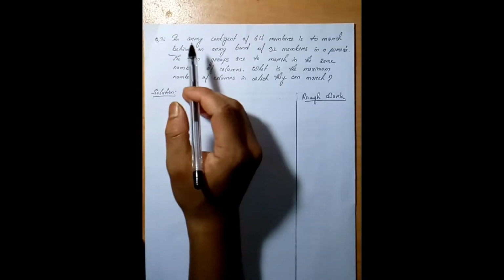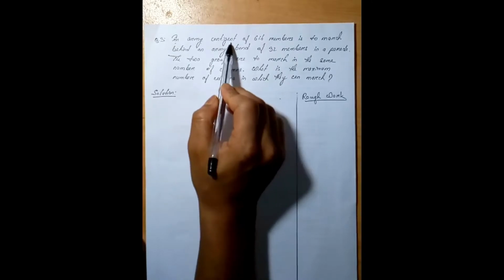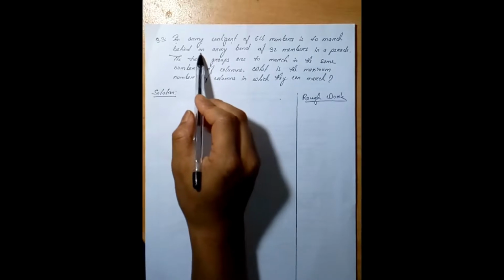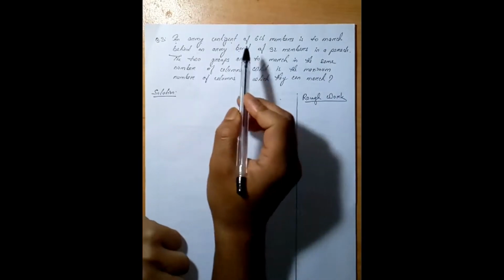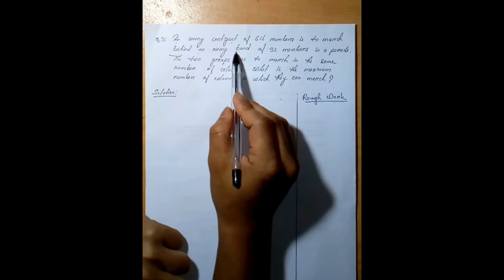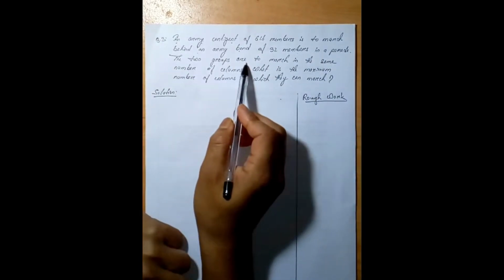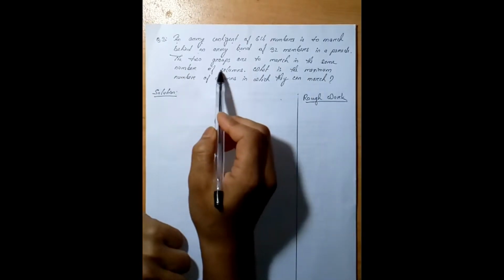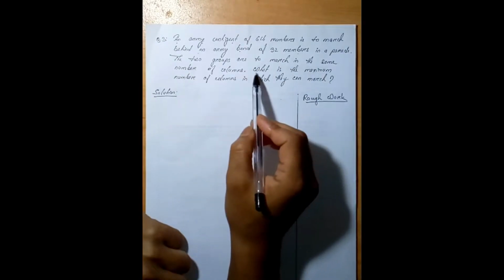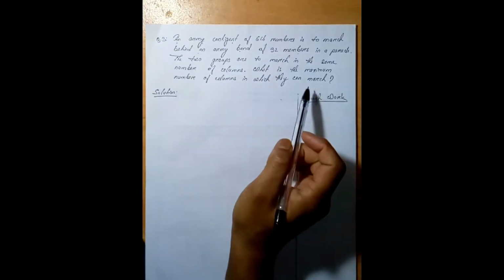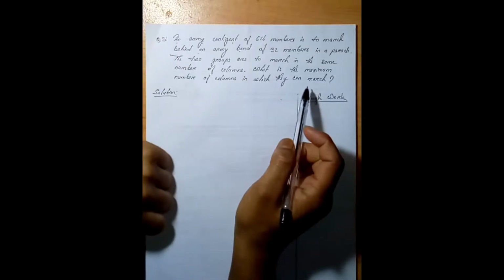Okay, and here is our third question. The question says an army contingent of 616 members is to march behind an army band of 32 members in a parade. The two groups are to march in the same number of columns. What is the maximum number of columns in which they can march? We need to find the maximum number of columns.